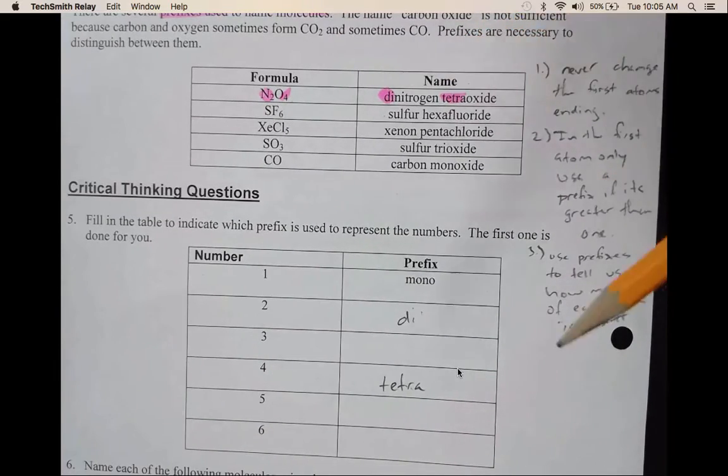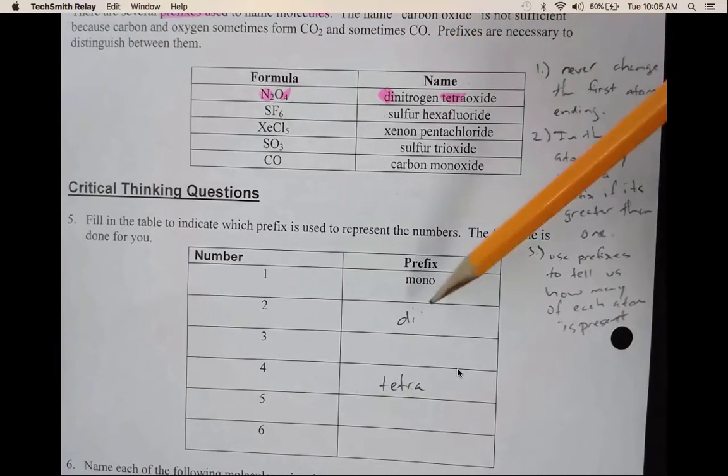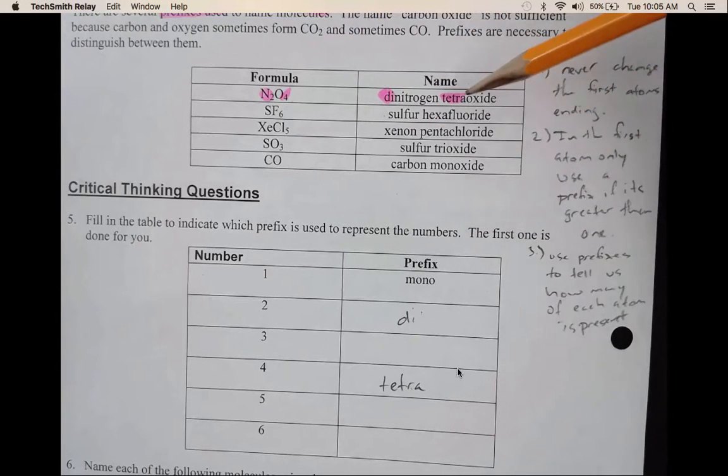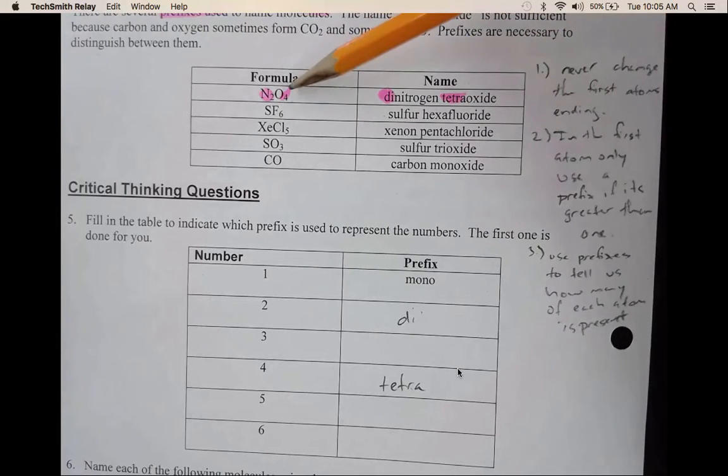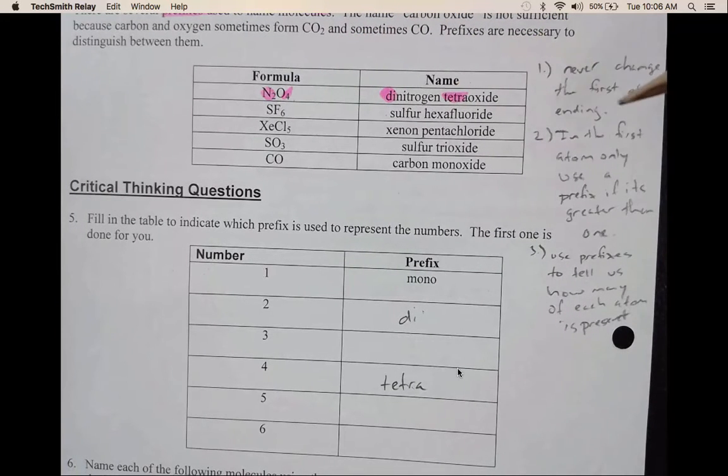So naming covalent compounds I think is a little easier because you're kind of just telling me exactly what you see. So if we look at the first name, dinitrogen, di is 2, so you're telling us 2 nitrogens. Tetraoxide, you have 4 oxygens. So you're just telling me 4 oxygens.